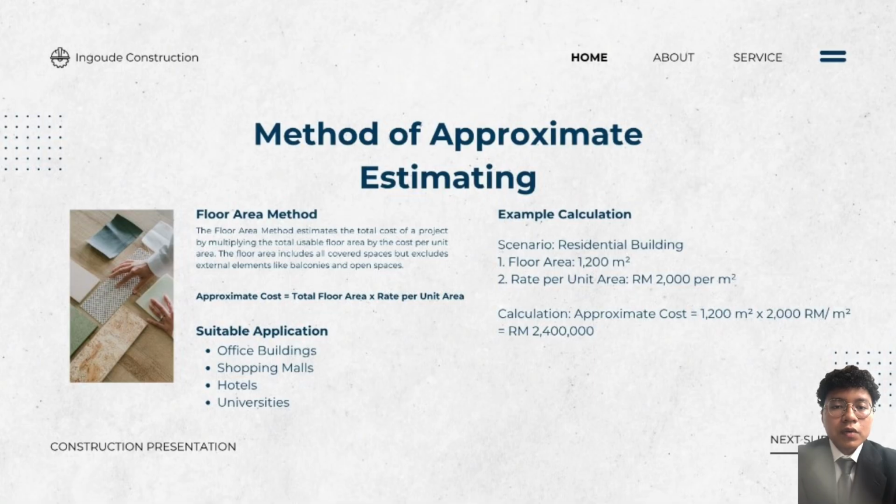Example A: a 1,200 square meter building at RM 2,000 per square meter results in RM 2.4 million. This method excludes external spaces like balconies.